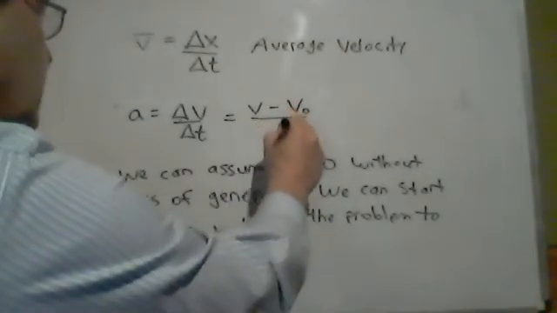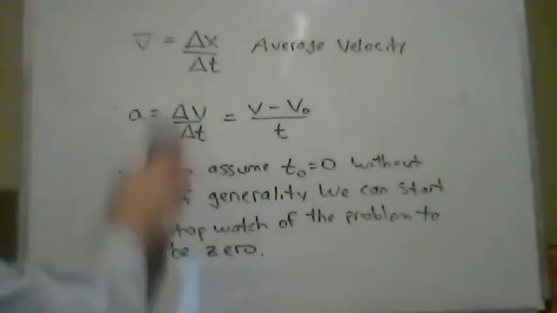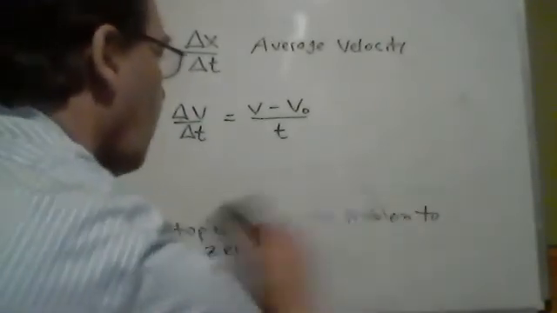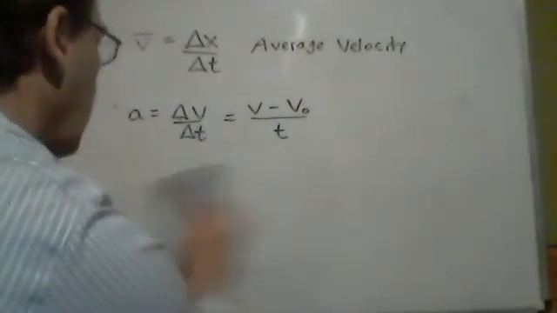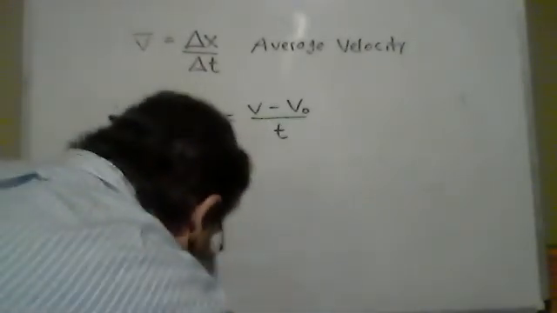What I have is just a is equal to v minus v naught, all divided by t. And so what I can do is I can kind of rewrite this equation up here and say with the concept of a constant acceleration.